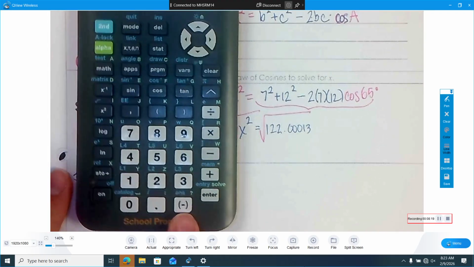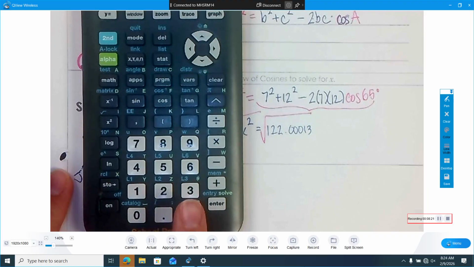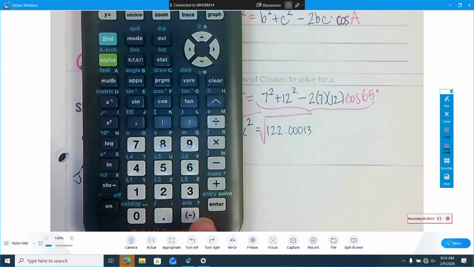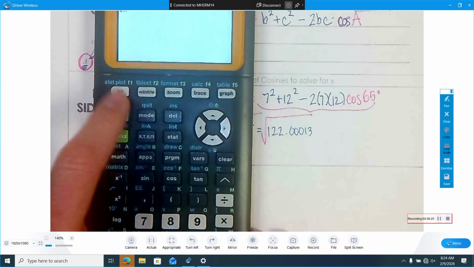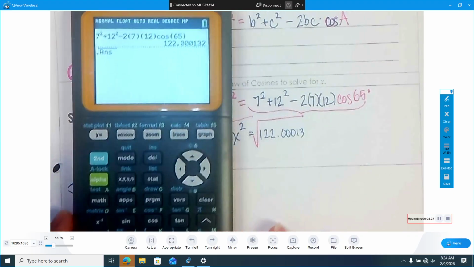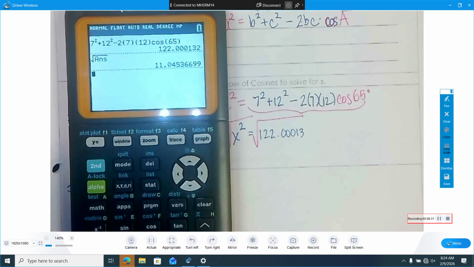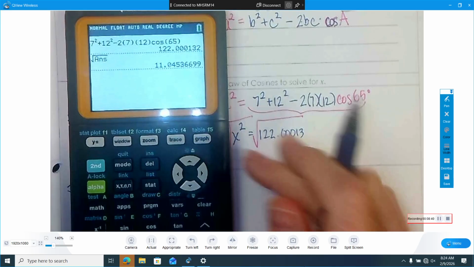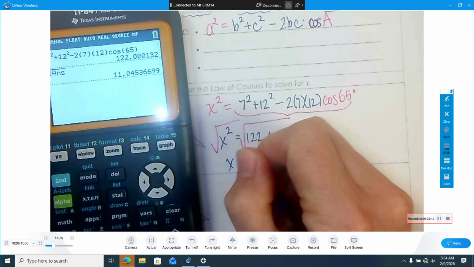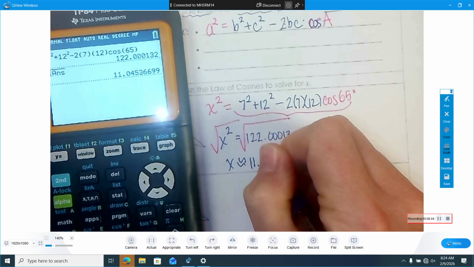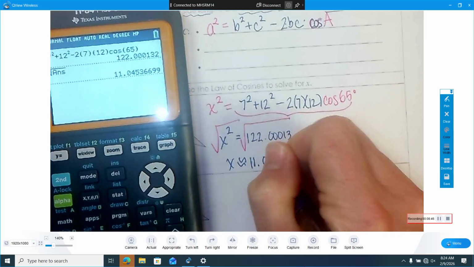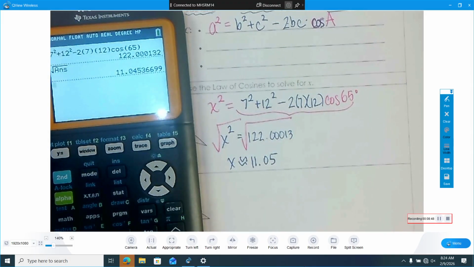answer. Have you used the answer button before? It's in blue right down here. It pulls in the previous answer, so you can do second answer, and it should look like that. It turns out to be a little faster than if you actually arrow up and grab, highlight, and copy. So we get x is approximately 11.05, if we were to round to the hundredths place.